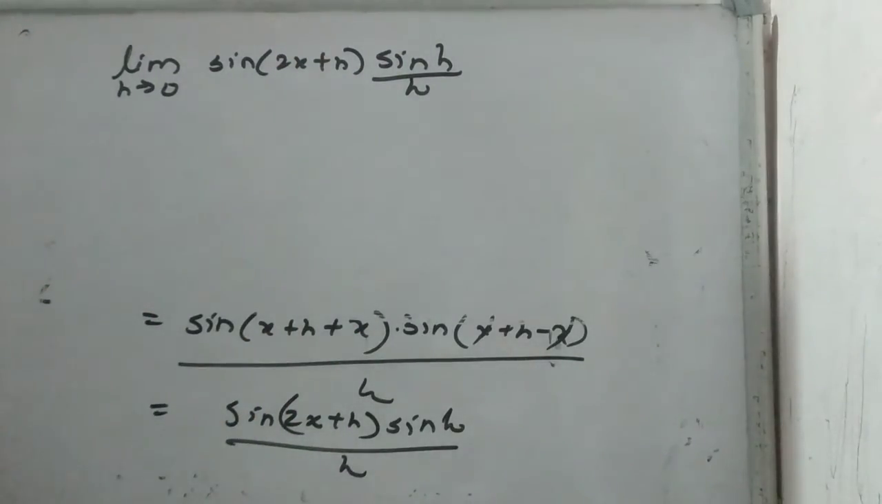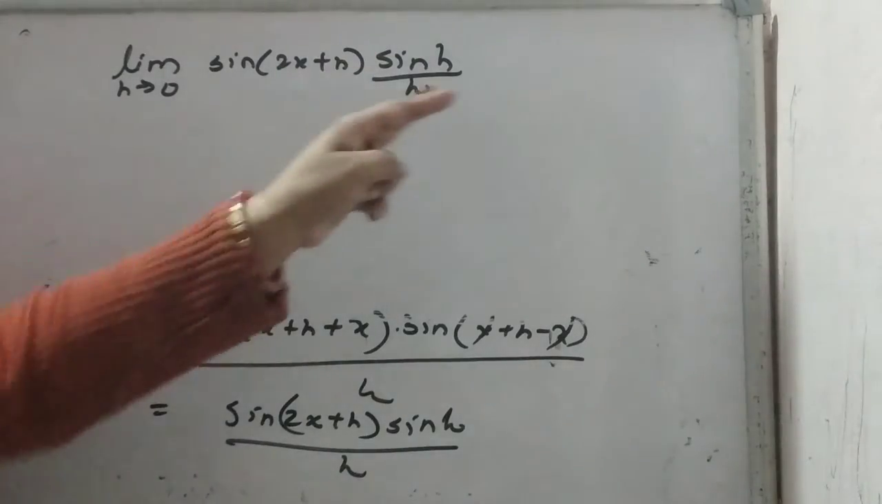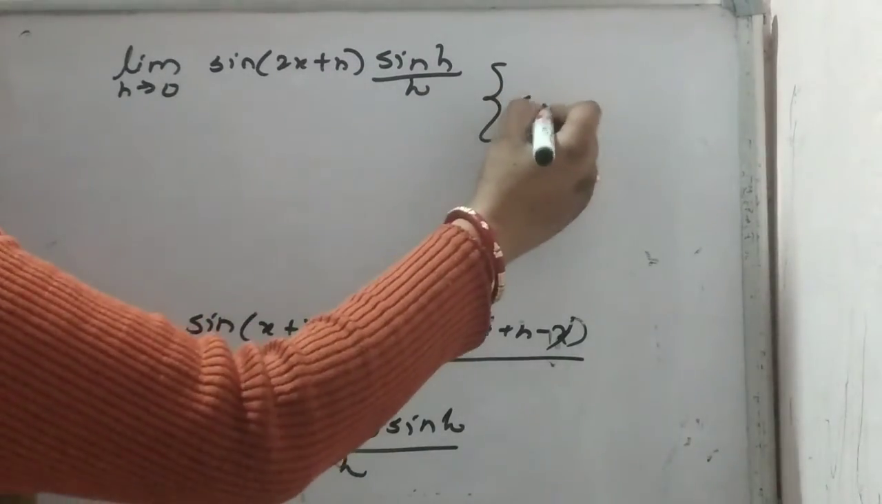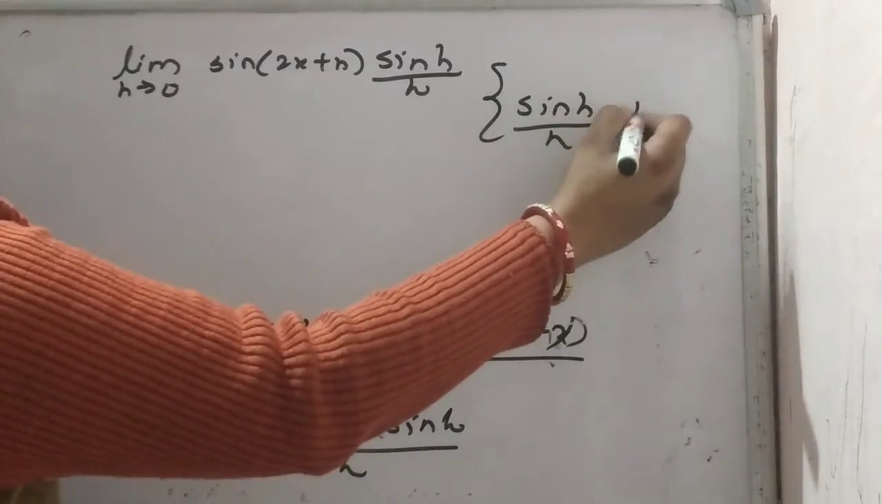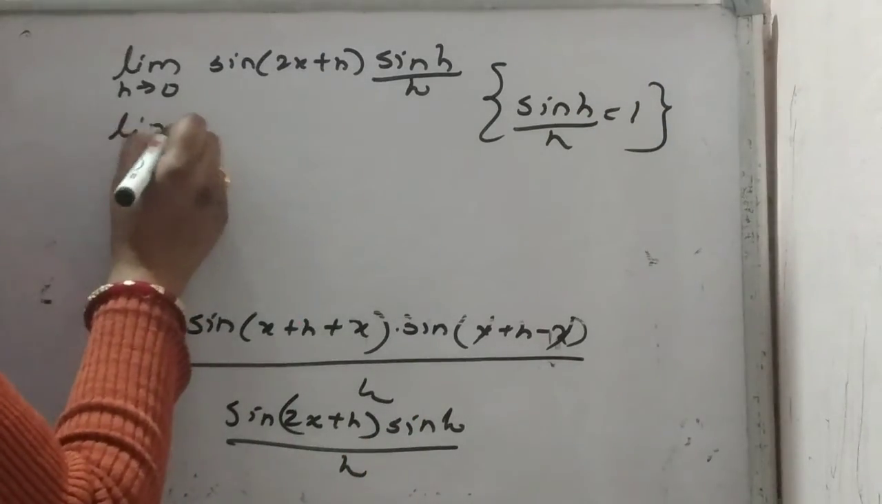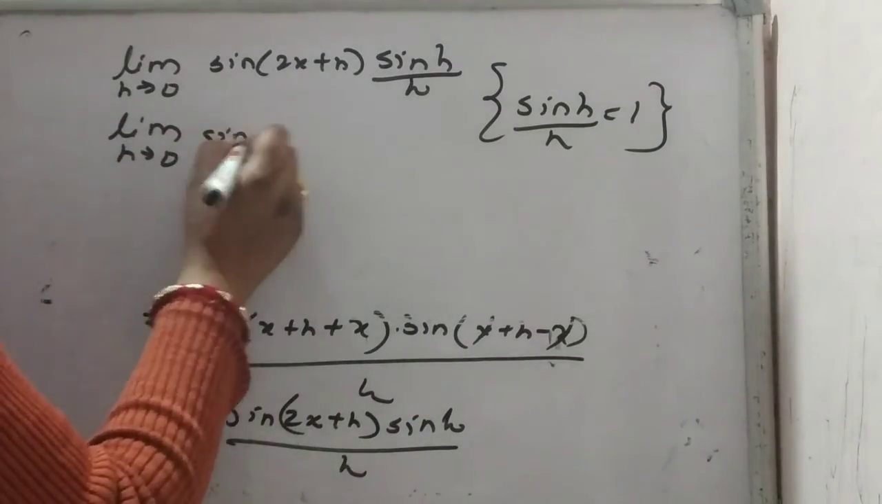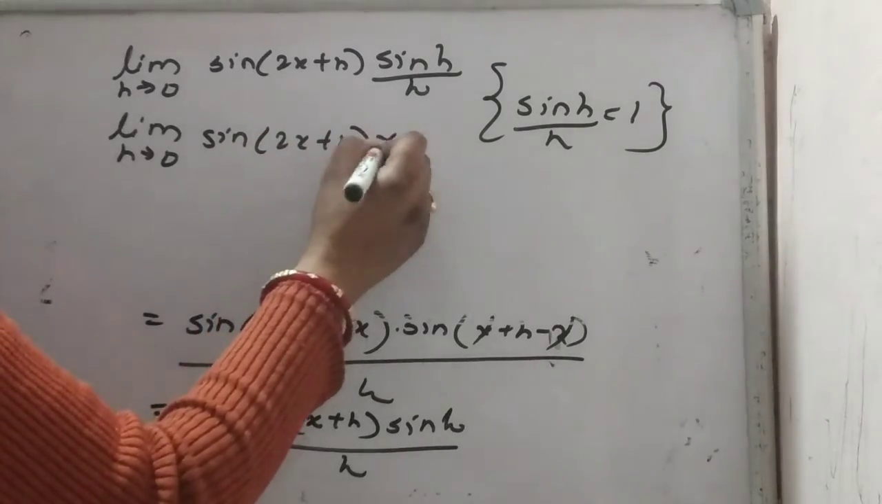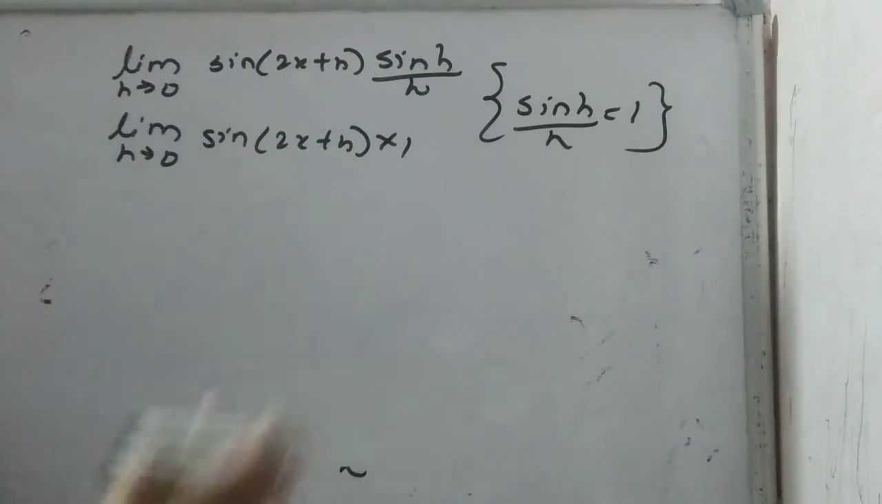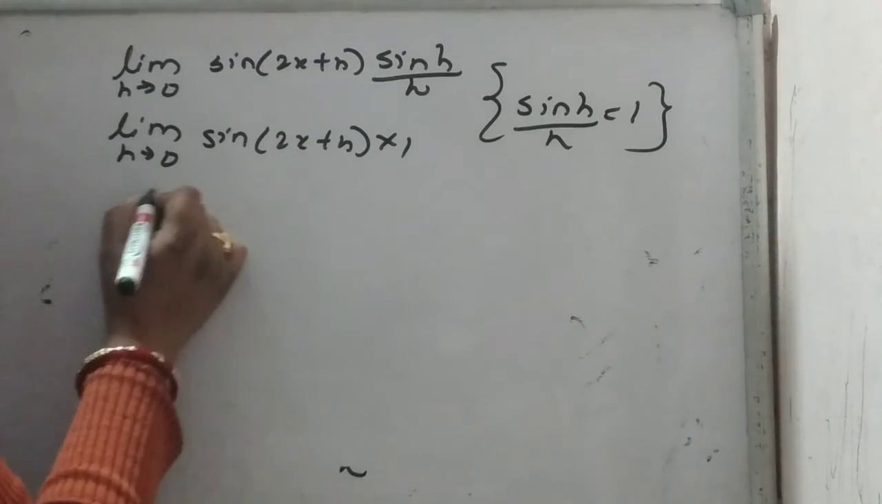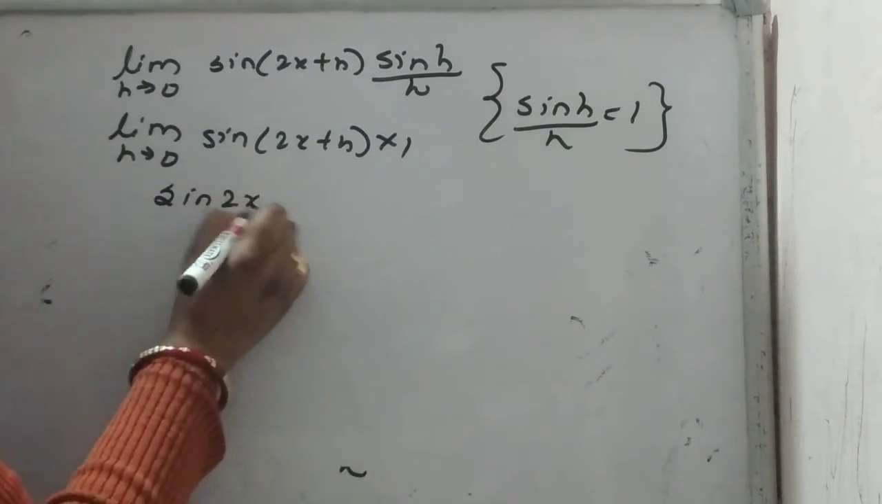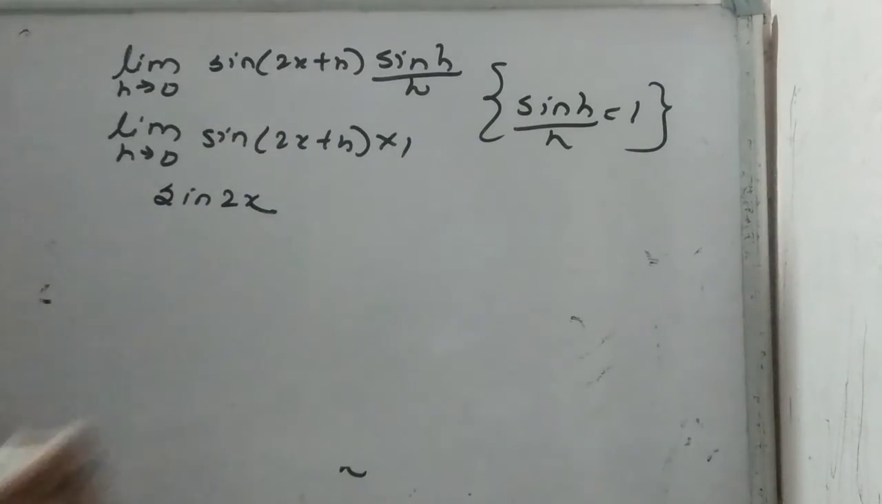Okay, as I told you, in this the complete value will be equal to 1. I already gave it in the last chapter, the value is 1. So limit h tends to 0, sine 2x plus h into 1. Now what can we do? We can put the value of h directly over there. So here what will come? Only sine 2x will come. Okay, so this is our answer.